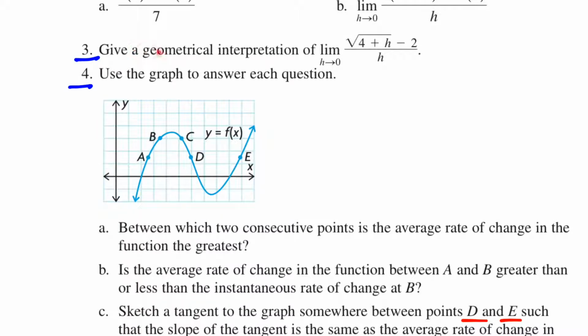Question number 3. Give a geometrical interpretation of limit of (square root of (4 plus h) minus 2) over h as h approaches 0. If we consider f(x) equals root x, this limit is the slope of the tangent line to the graph of f(x) equals root x at x equals 4.